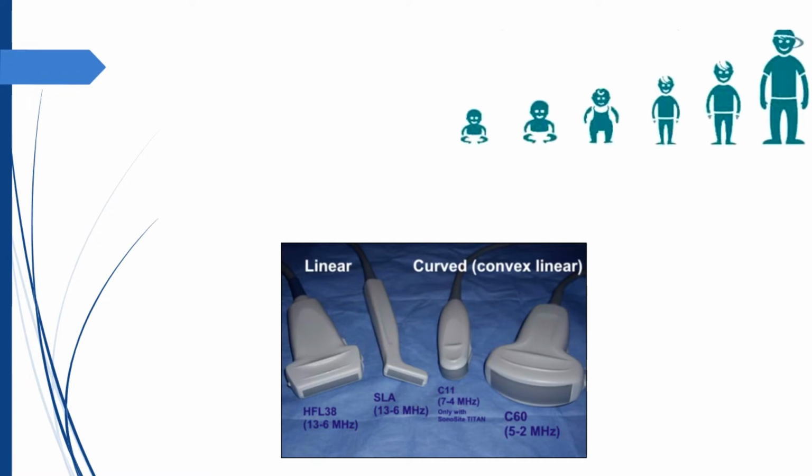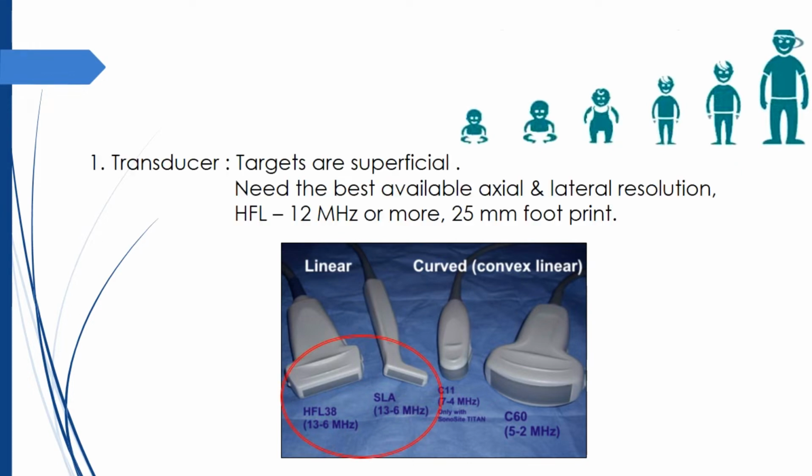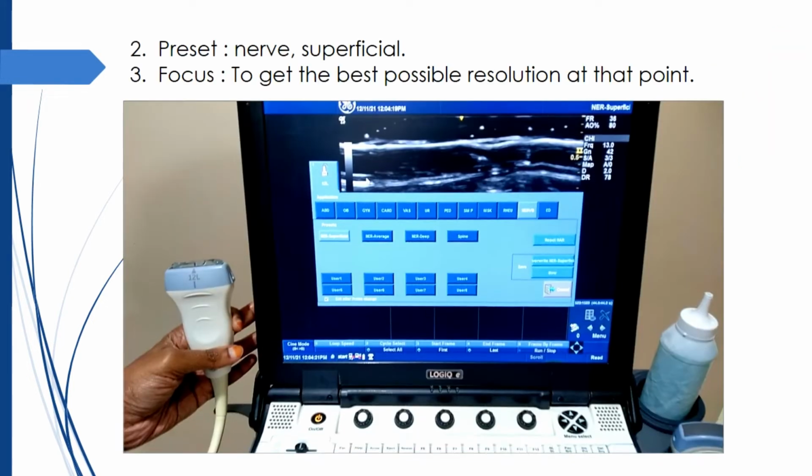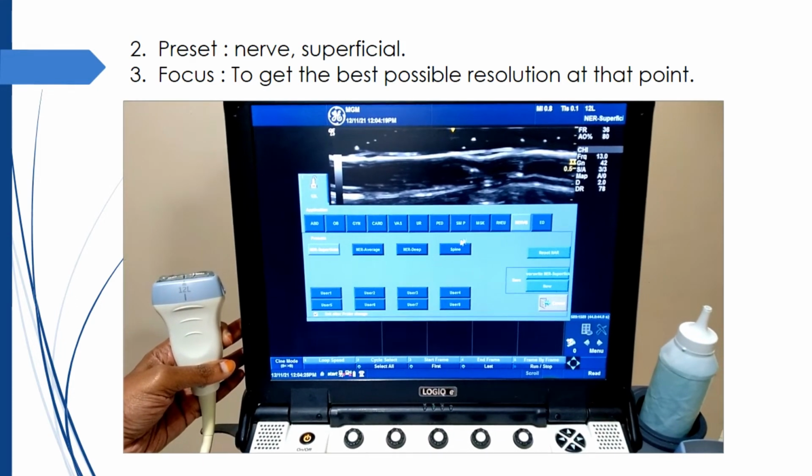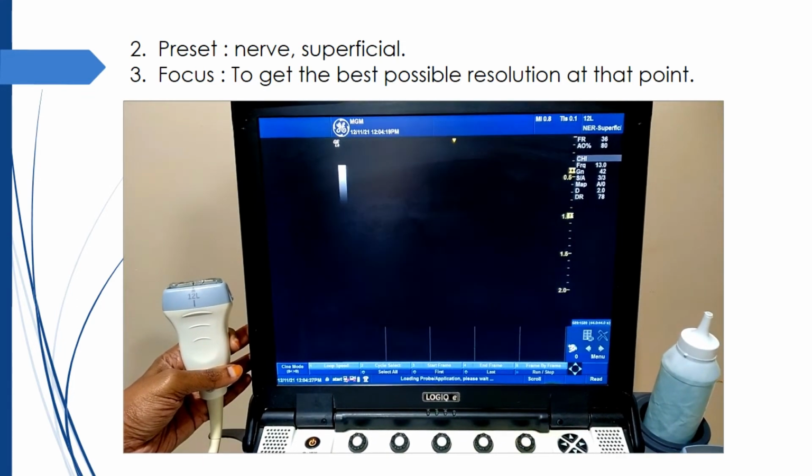The first step towards this is choosing the right transducer. There's a variety of transducers available in our armamentarium. As our targets are superficial, we have to choose the one which gives a good axial and lateral resolution. A 12 MHz probe with a 25 mm footprint will be a good choice for smaller children. The next step is to select the preset as nerve and the target to superficial.